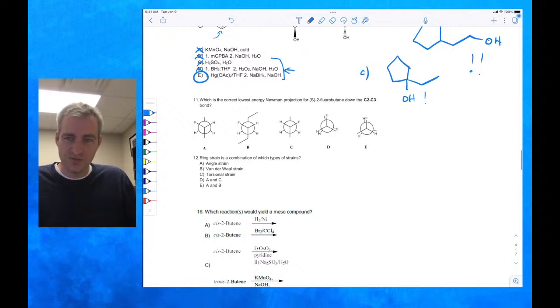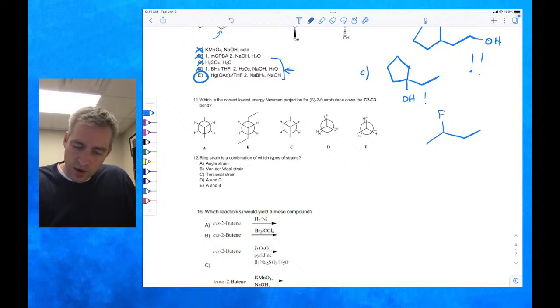The next question, number 11, says, which is the correct lowest energy Newman projection for S-2-fluorobutane? So S-2-fluorobutane will look like this. That is 2-fluorobutane, and for it to be S, what we would need is that bond to be a hashed bond. So we're looking at priorities. Fluorine is 1, ethyl is 2, this is 3, this is S.